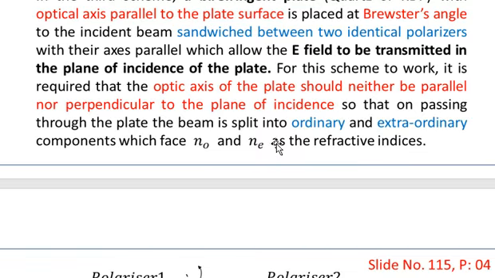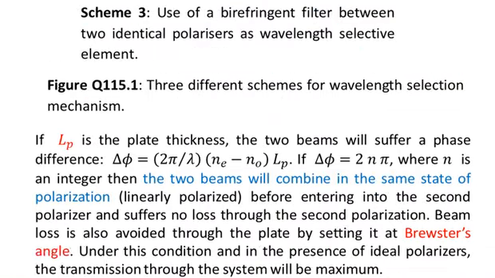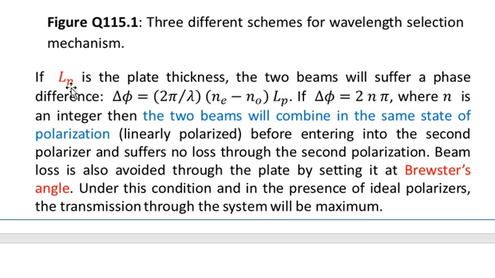Now you see that the thickness of the plate will matter, which is described in the next paragraph. If Lp is the plate thickness, the two beams will suffer a phase difference, delta phi equal to 2 pi over lambda times (Ne minus N naught) multiplied by Lp. So you see that I have taken the difference between the phases of the two beams, that is the Ne beam, the extraordinary beam, and the ordinary beam.